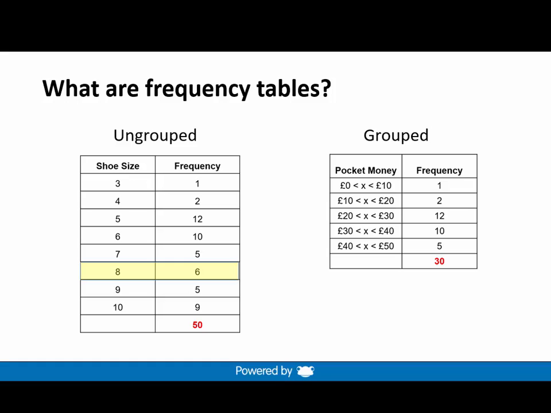If we look at the grouped frequency table here, I can see that 30 people have been asked how much pocket money they receive. As people might receive differing amounts, these have been grouped into classes. So for example here, I can see that 5 people said that they received between £40 and £50 pocket money.